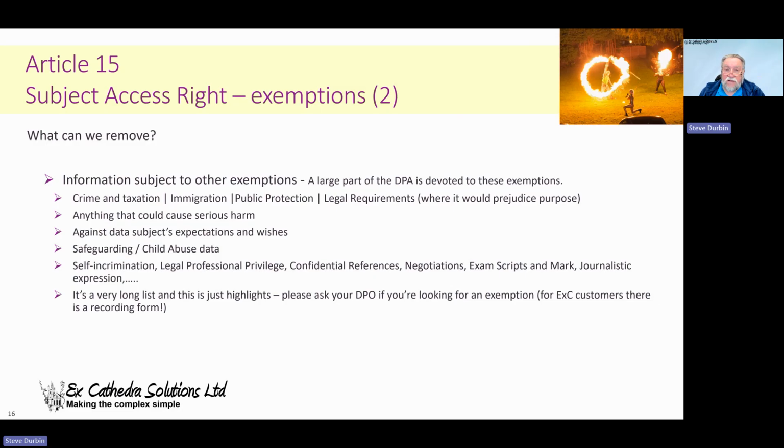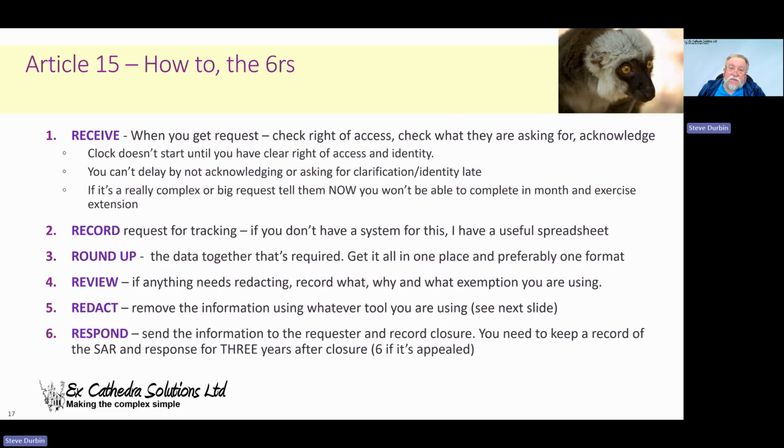How do we get it done? Okay, so I summarise this as 6 R's. Okay, I like my acronyms. Okay, I mean mnemonics. Okay, so first of all, we receive the request, check the right of access, check what they're asking for, acknowledge, but make sure you've got clear identity. The clock doesn't start until you've clarified identity, but you can't delay. So basically, you can't receive a request, leave it for a while and think, oh, by the way, you need to verify identity. You have to do it on day one, as soon as you receive it.